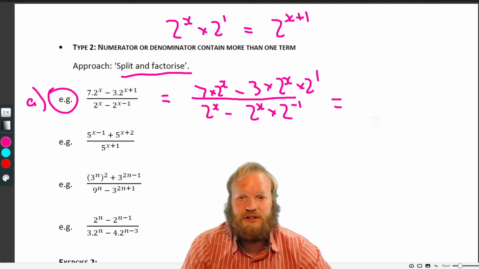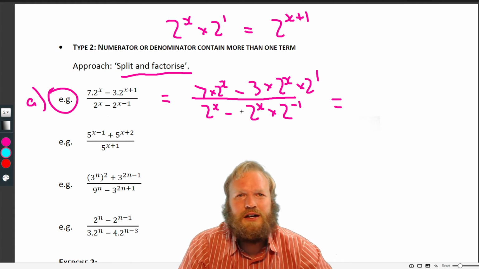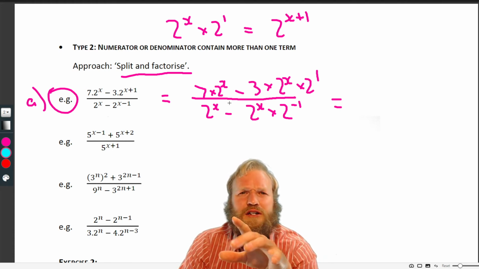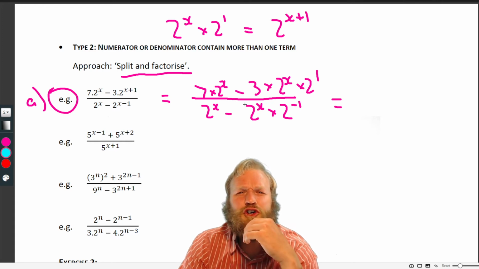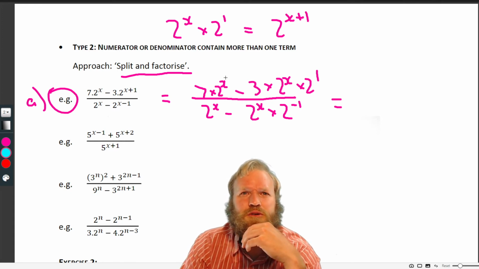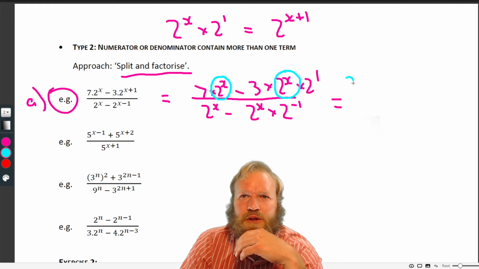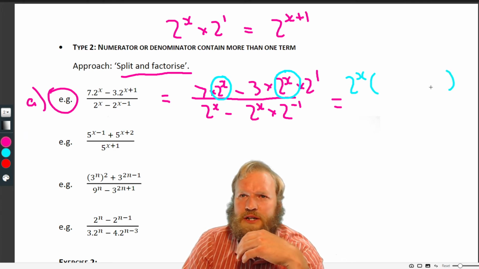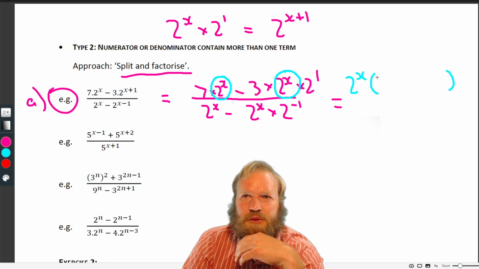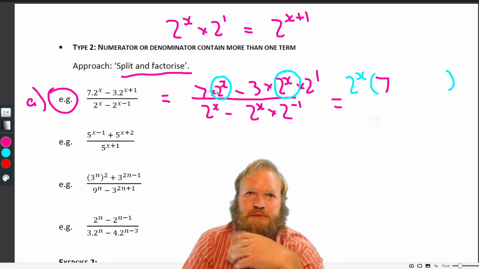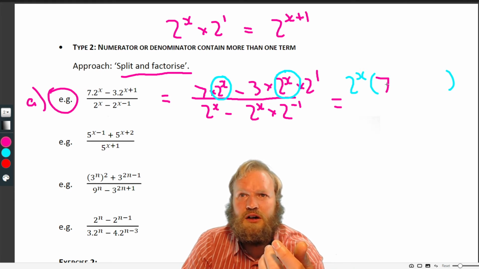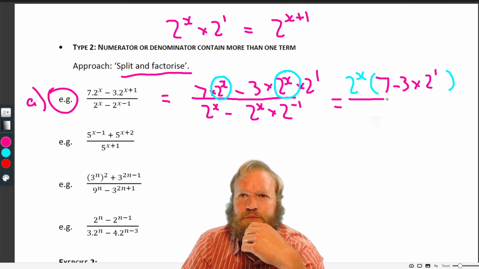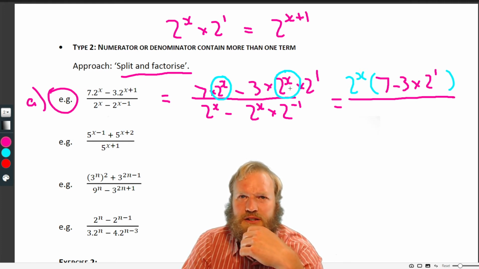Now what can hopefully jump out is, hey, look at this numerator. Is there something common to both those terms? Can we factorize it? Oh, there's a 2 to the x here, and there's a 2 to the x here. So we can take that out as a common factor. There were 2 terms, so there must be 2 terms in this bracket. We need to multiply it by 7, because 2 to the x times 7 is 2 to the x times 7. What do we have left here? Minus 3 times 2 to the 1.